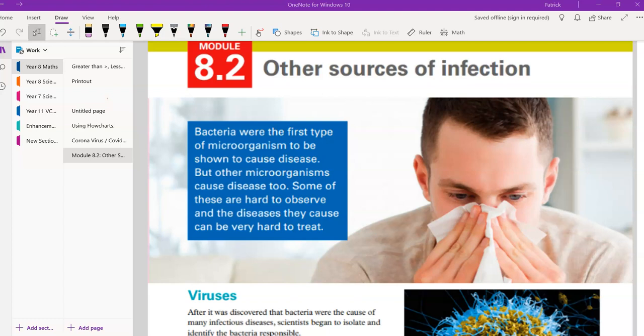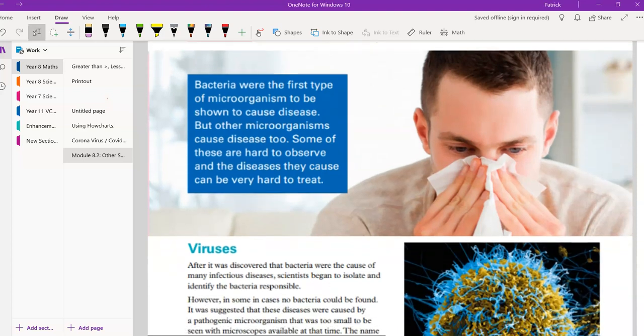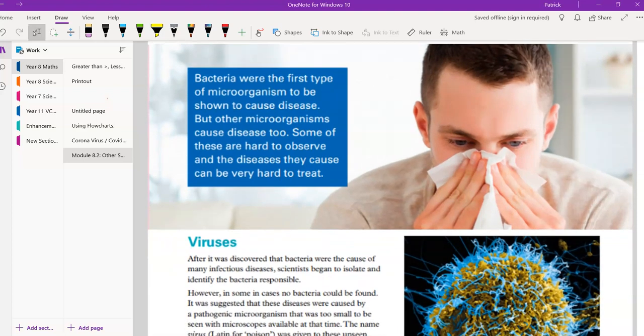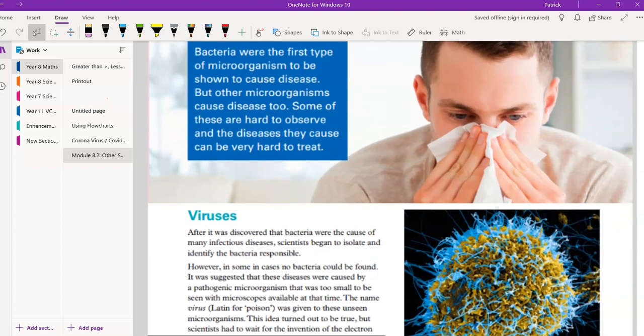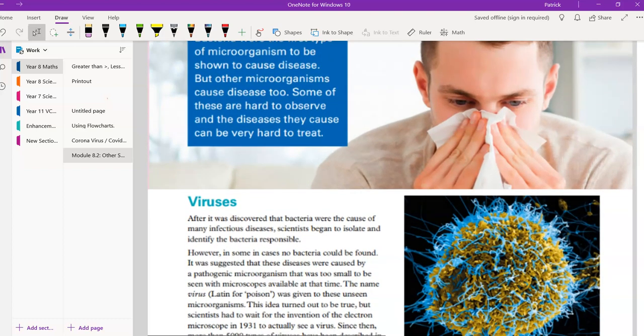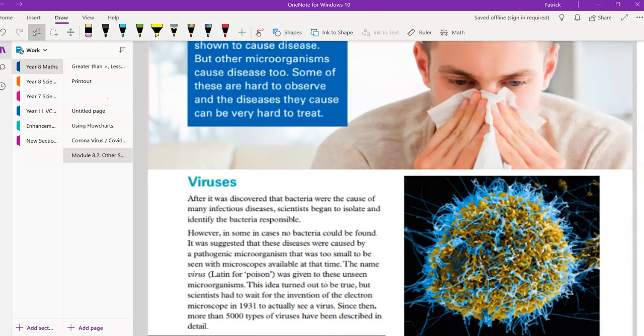In this section 8.2, we're going to have a look at those sources or other sources of infection that are not bacteria. Bacteria can be treated with antibiotics. This is not so with a virus. The virus is probably the most common type of infection other than bacteria that infects us. Often flus come around annually, and people, especially older people, get a shot to prevent them from getting a virus.